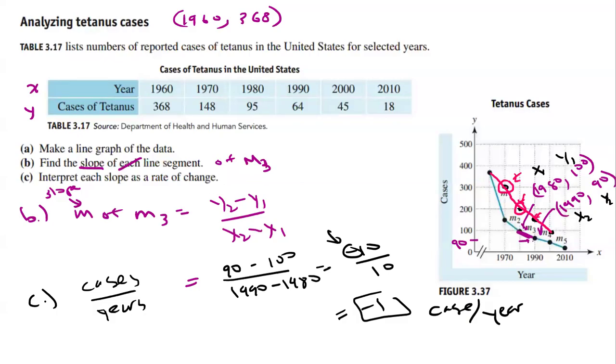So our units for this one would be negative 1 case per year. It's decreasing by 1 case per year.